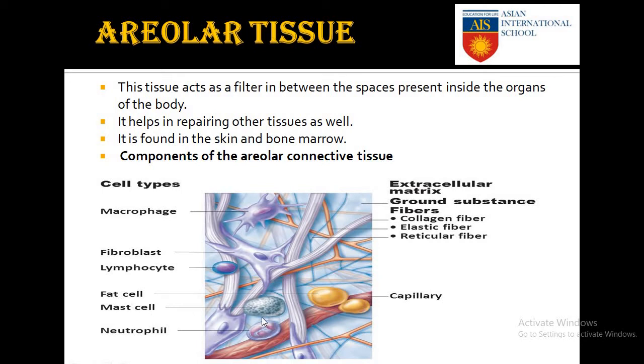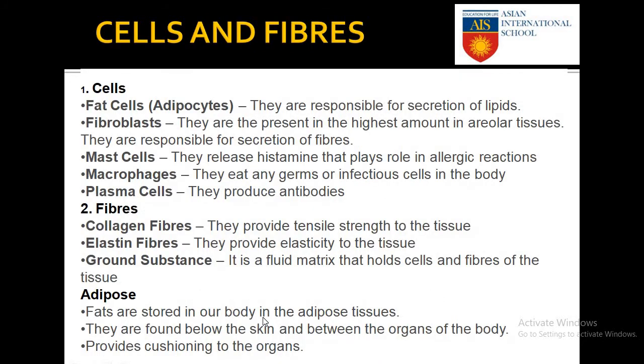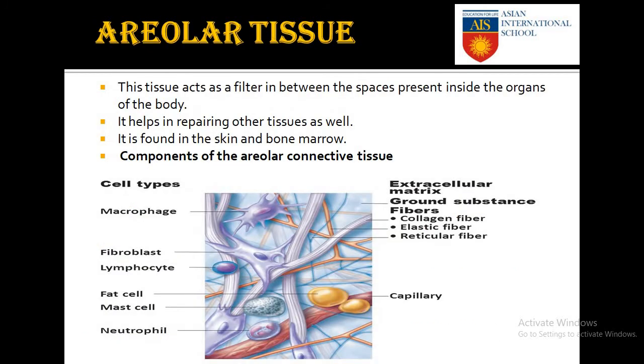This mast cell, just now we said, releases histamine, so if you have any allergy, this mast cell releases histamine to fight against that allergen. Okay, neutrophil helps in phagocytosis, that means it engulfs bacteria. Macrophage helps in engulfing bacteria, and capillary, we know that it helps in exchanging of gases.